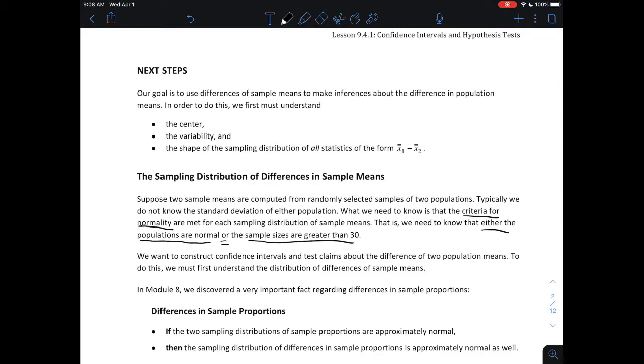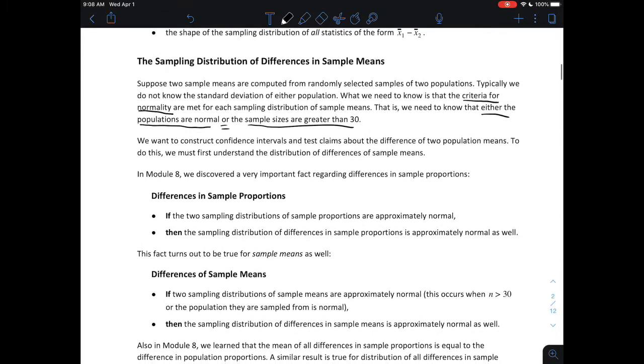We want to construct confidence intervals and test claims about the difference of two population means. To do this, we must first understand the distribution of differences of sample means. In Module 8, we discovered a very important fact regarding differences in sample proportions. If the two sampling distributions of sample proportions are approximately normal, then the sampling distribution of differences in the sample proportions is approximately normal as well. This fact turns out to be true in this module for sample means.